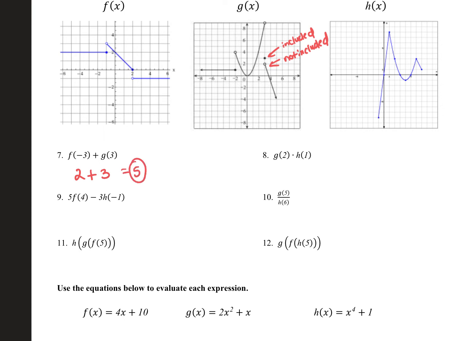Number 8, g of 2. So go to the middle graph. G of 2 gives me 4. H of 1 is my third graph. H of 1 is 8. 4 times 8 is 32.